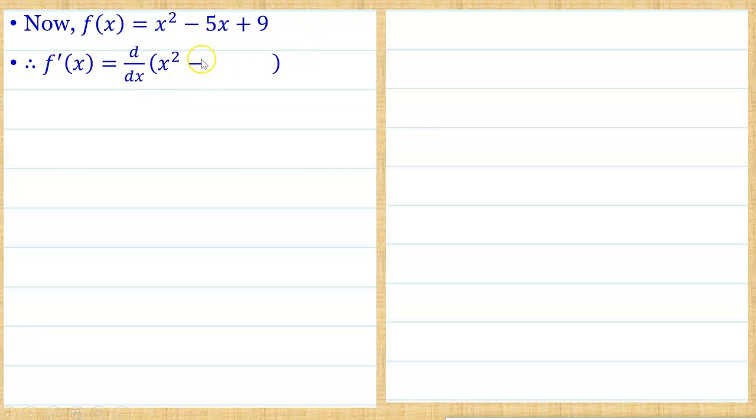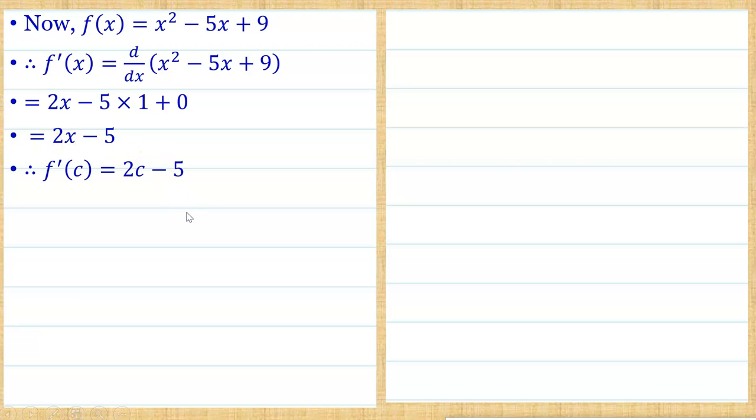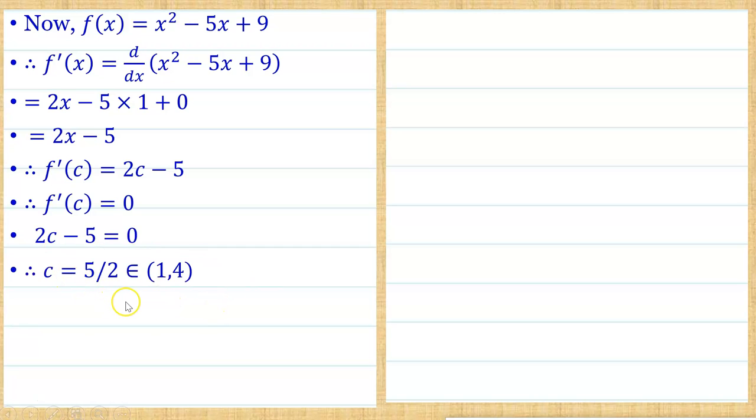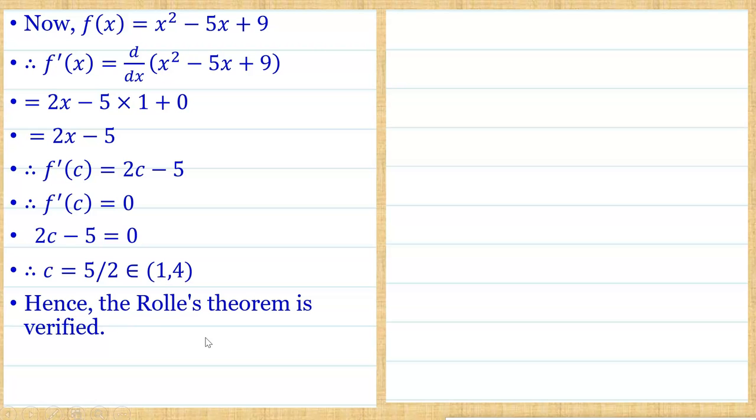फंक्शन घेतलाय x square minus 5x plus 9, त्याचा डेरिव्हेटिव्ह f dash of x is equals to d/dx of x square minus 5x plus 9, त्याचा डेरिव्हेटिव्ह किती आला 2x, आणि 5x चा किती आला 5 into 1, 9 चा डेरिव्हेटिव्ह 0, and therefore f dash of x is equals to 2x minus 5. What is f dash of c? म्हणजे काय? x is replaced by c. 2c minus 5 is equals to 0. Okay, and therefore c is equals to 5 by 2. आता हा 5 by 2 means what? 2.5, and it's clear that it belongs to open interval (1, 4), and hence the Rolle's theorem is verified.